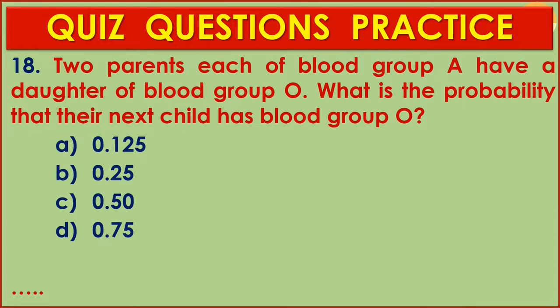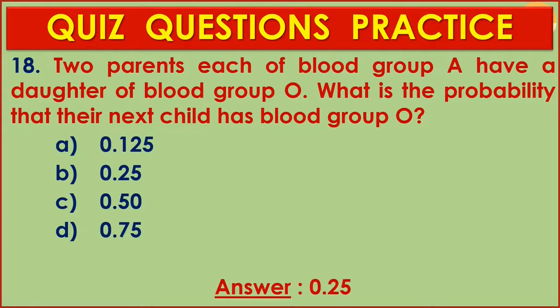Last one is, 2 parents each of blood group A have a daughter of blood group O. What is the probability that their next child has blood group O? The options are 0.125, 0.25, 0.50, or 0.75. The correct answer is option B, 0.25.